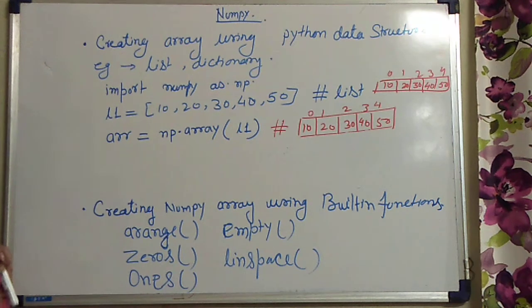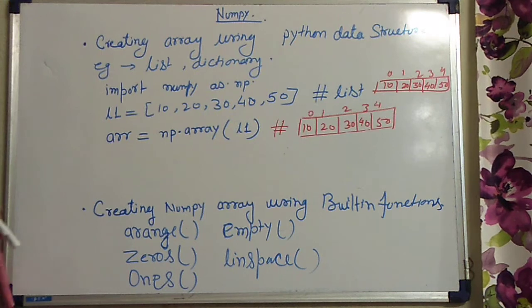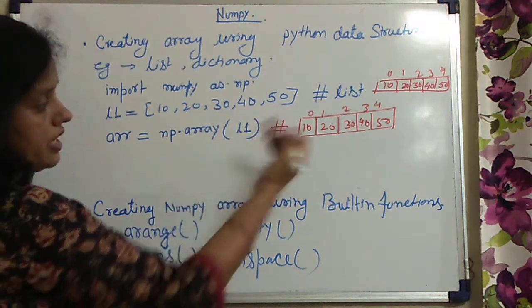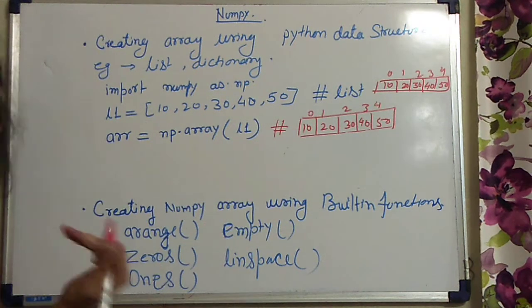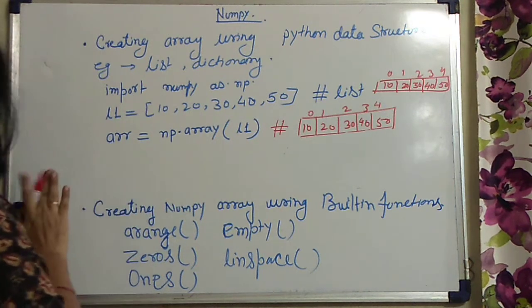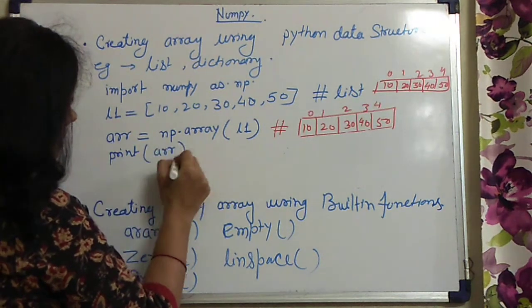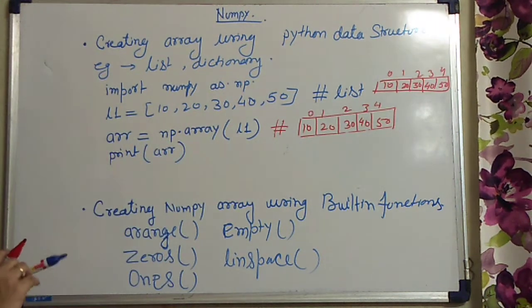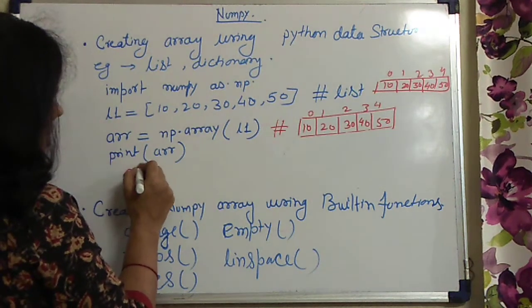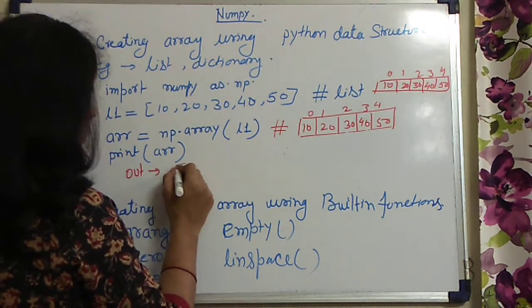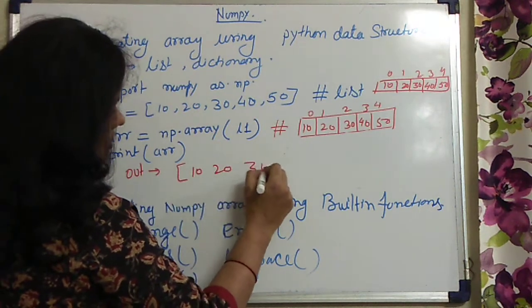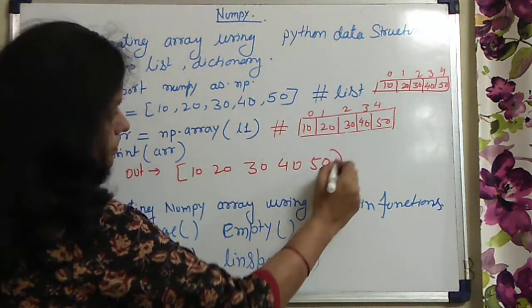The question may arise in your mind: I have already told you that a list contains heterogeneous values but the array contains homogeneous values. Clear now? It means the same type of value. It cannot contain one value as an integer and another as a float or string. So here, print arr. You can see whether the array is created or not. You will see the output: 10, 20, 30, 40, 50.